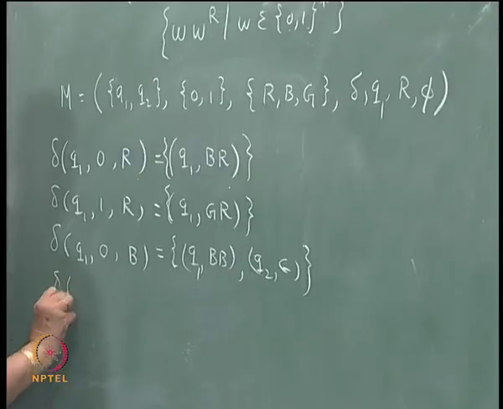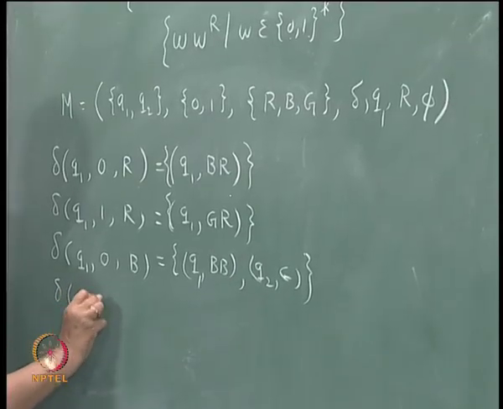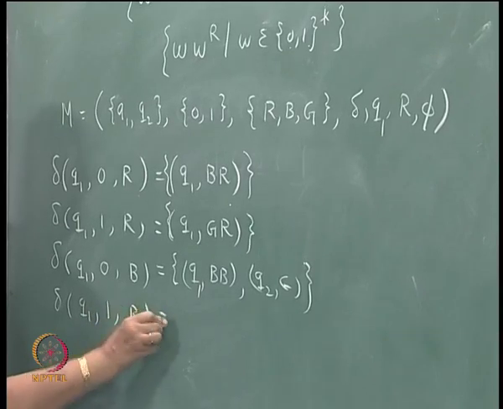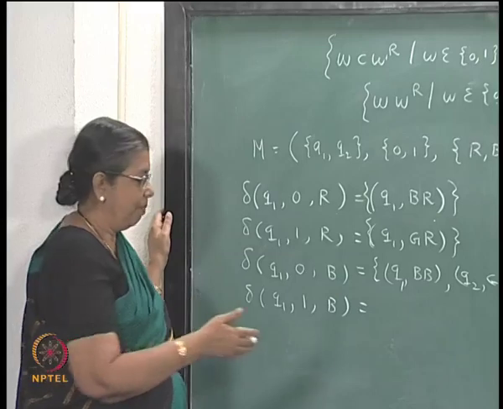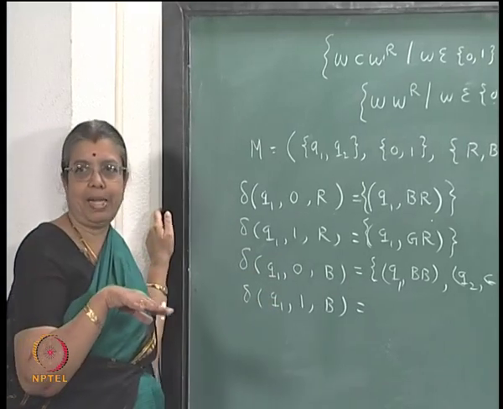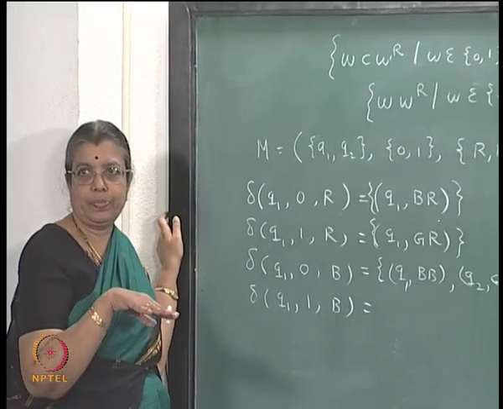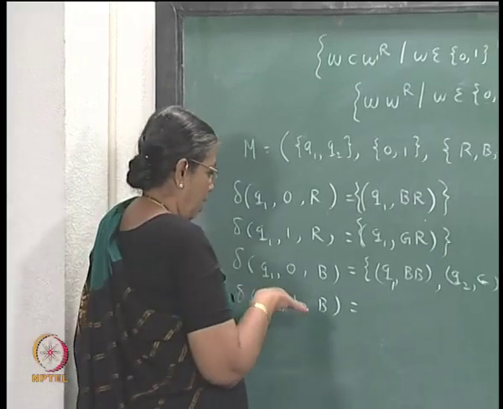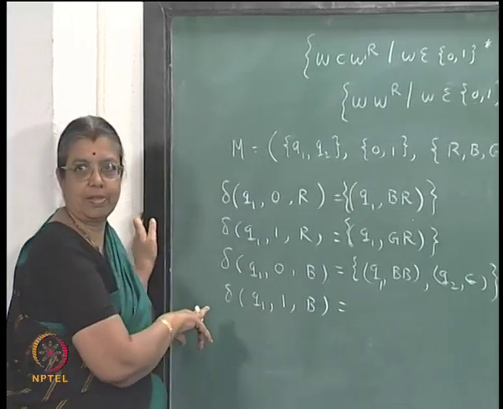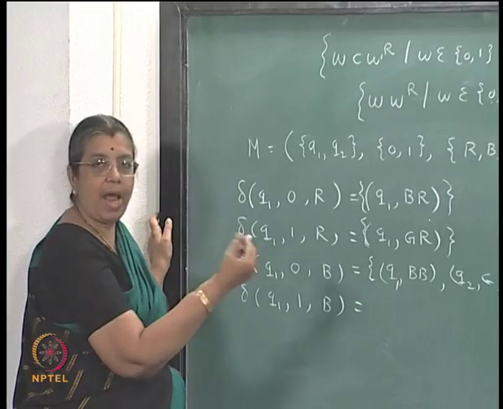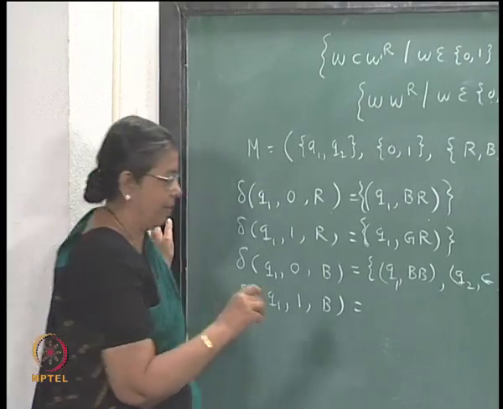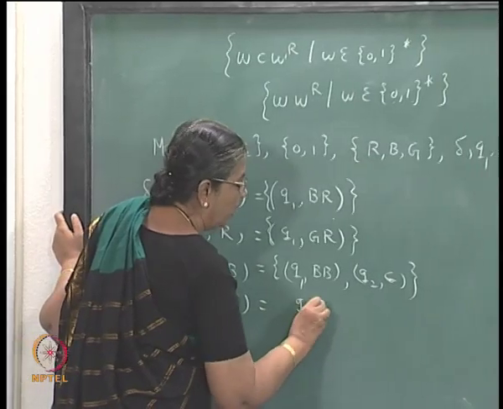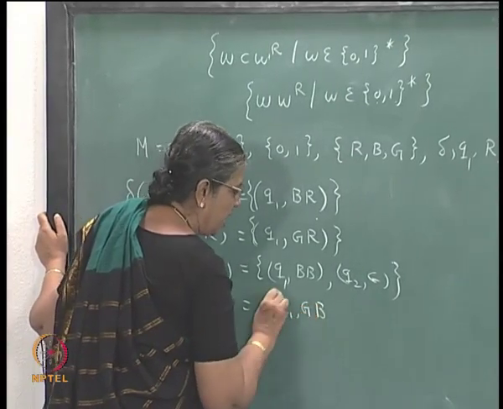But in Q1, if you see a 1 with B on the top, the last symbol read is, B is on the top, means what is the last symbol read? 0, in Q1. And when you see a 1, you can add a green plate. So, Q1 G B.